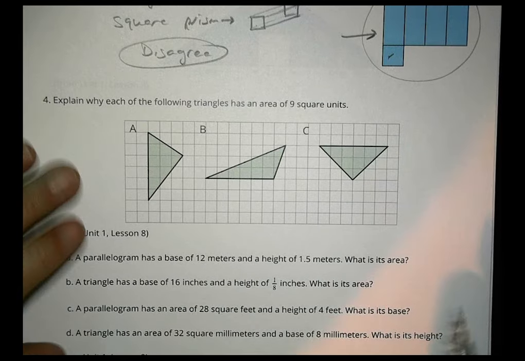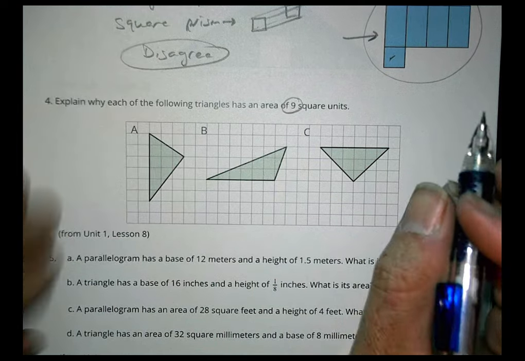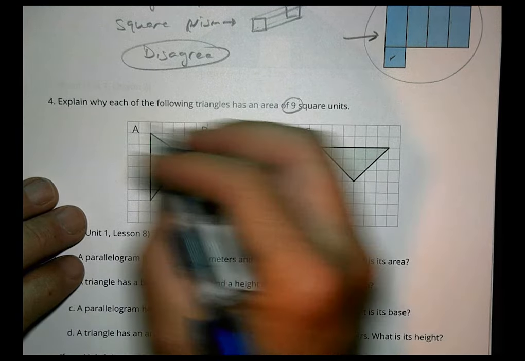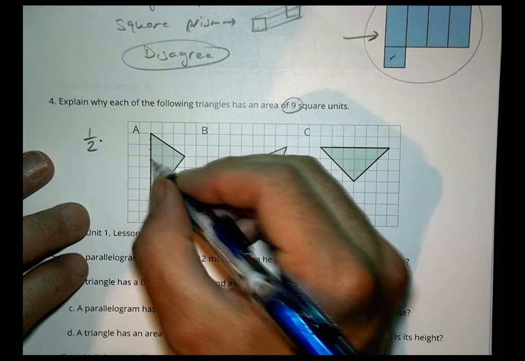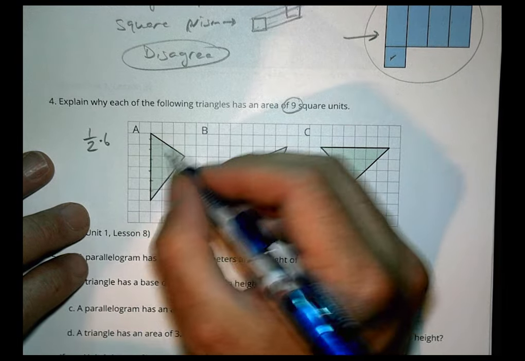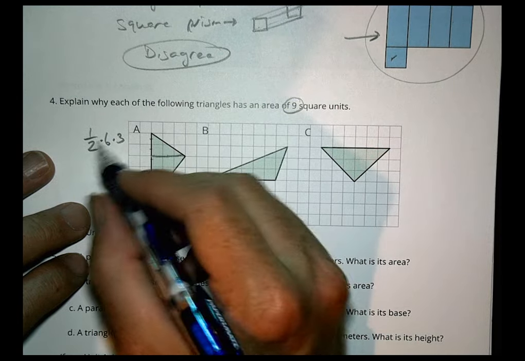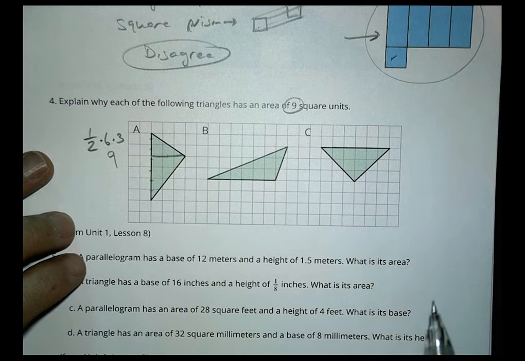Explain why each of the following triangles has an area of 9 square units. All right. So a couple ways of doing this. We could say, well, it's 1/2 times a base, 1, 2, 3, 4, 5, 6, times a height, and here's a height of 1, 2, 3, right? And 1/2 of 6 is 3, 3 times 3 is 9. We can say that's why, because it's 9.